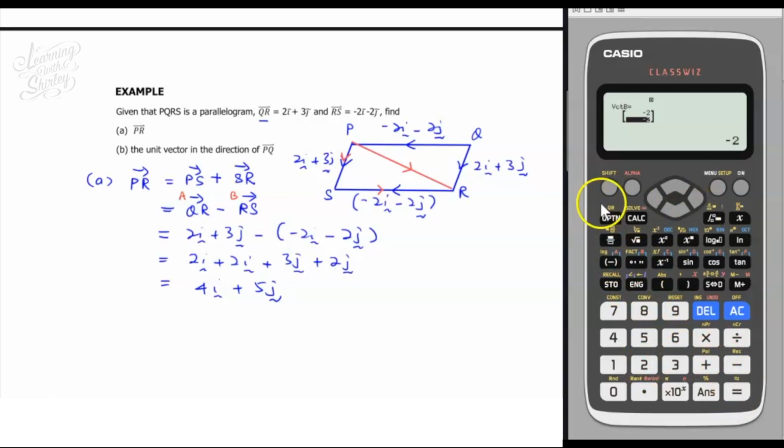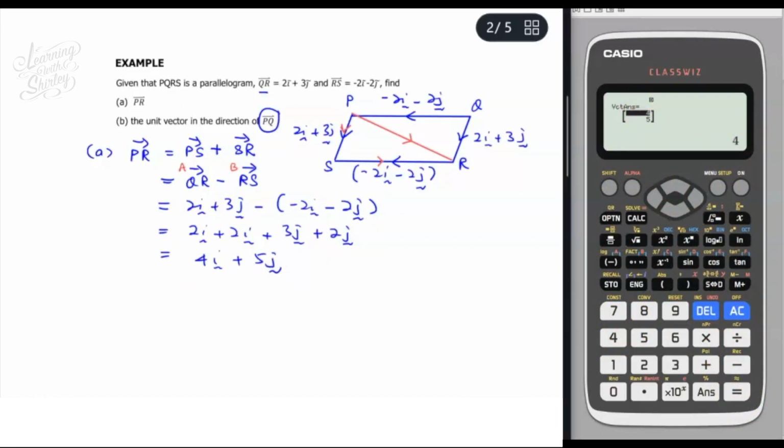Then after that, you're going to calculate the vector. So go to option, okay, vector calculation, which is number 3. Okay, so then you go to option again. Okay, so you're going to use vector A minus vector B. So 3, okay, then minus vector B, so option 4, okay, then equals. So you get 4, 5. So that is the answer.